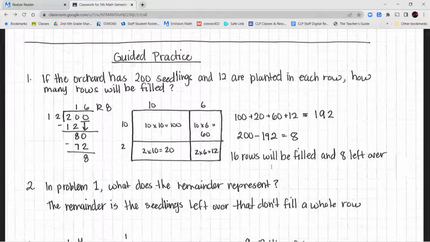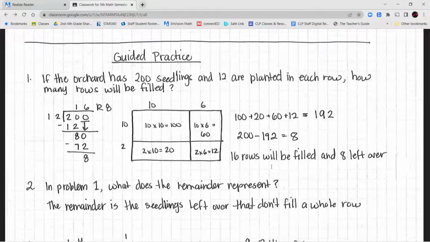It says if the orchard has 200 seedlings and 12 are planted in each row, how many rows will be filled? So here we have new numbers to that same question that we were talking about in our short video lesson. Now, if I have 200 seedlings and I want to divide them into 12 rows, I'm going to take my 200 and I'm going to divide it by 12.